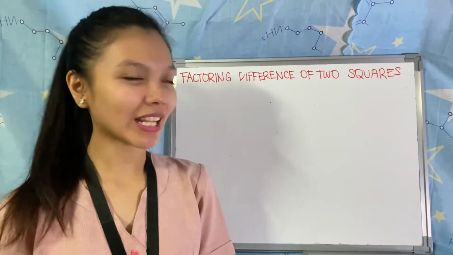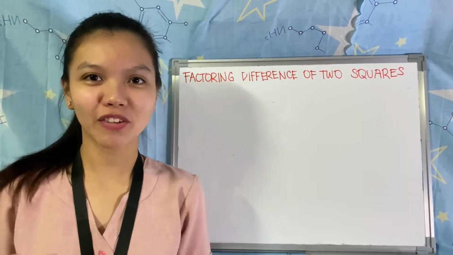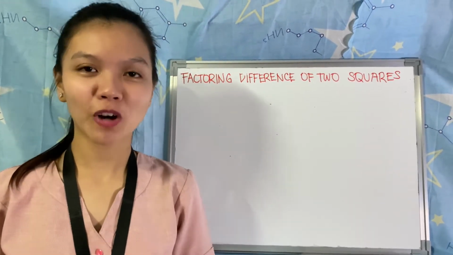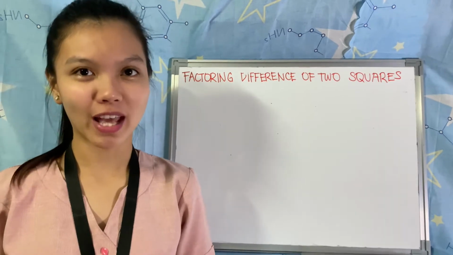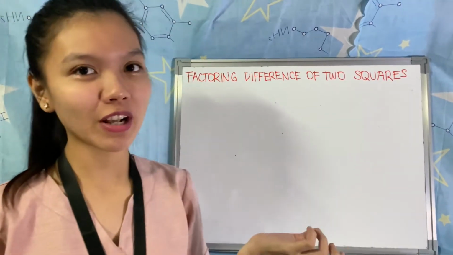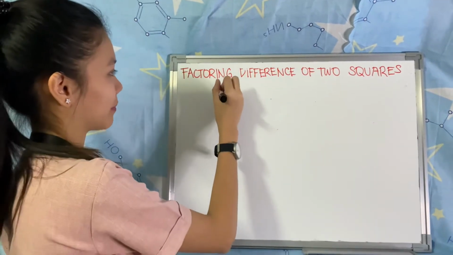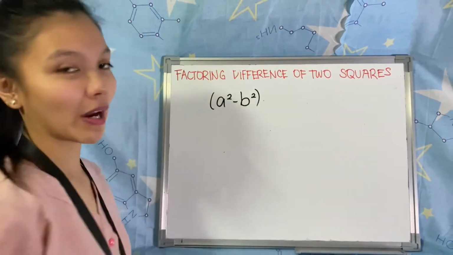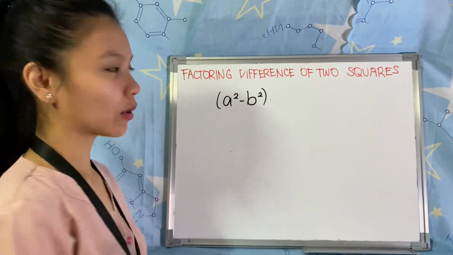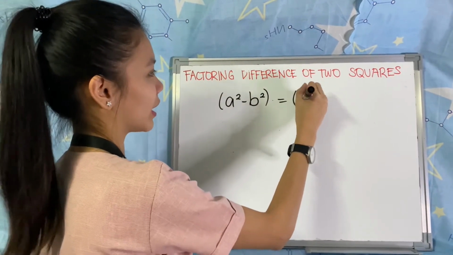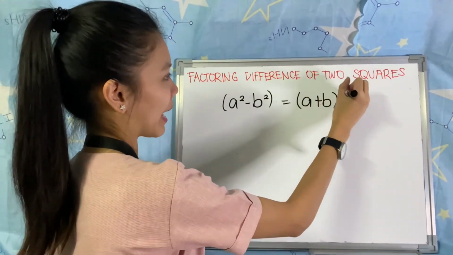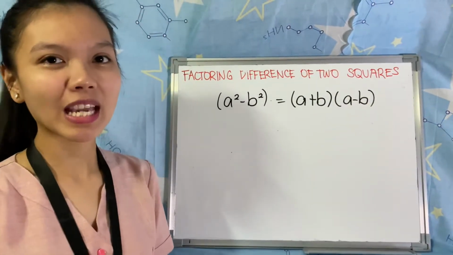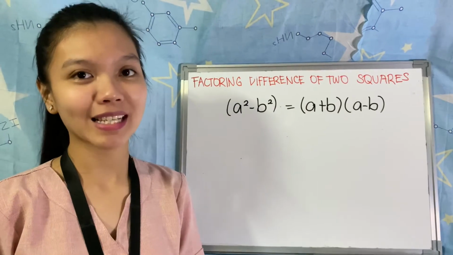So, ang lesson natin today is about factoring difference of two squares. Ito yung reverse ng ating product of sum and difference. The difference of two squares is in this form: a squared minus b squared. In order to get its factor, we have the form quantity a plus b multiplied by the quantity a minus b, where a is the first term and b is the second term.